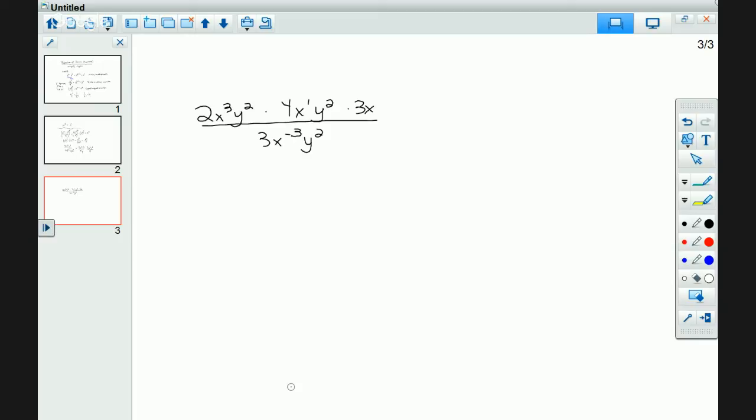Step by step. Do the top first. 2 times 4 times 3, 24. Okay, and then x cubed, x to the first and x to the first. Only x's are there. That's 5: 3 plus 1 plus 1. How many y's? 4.